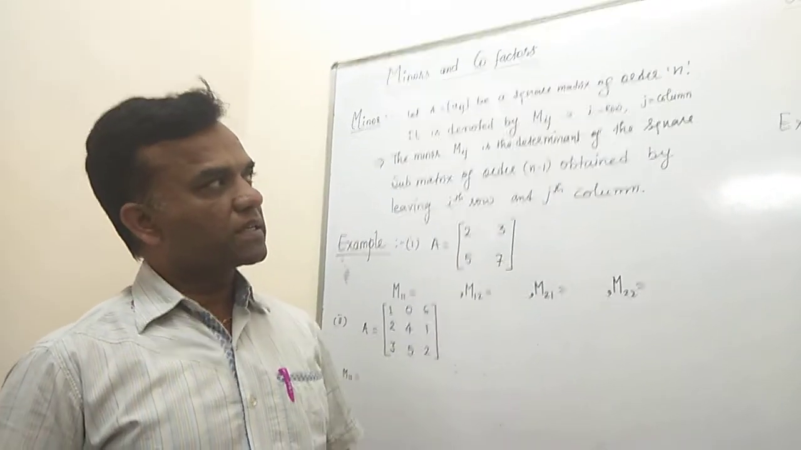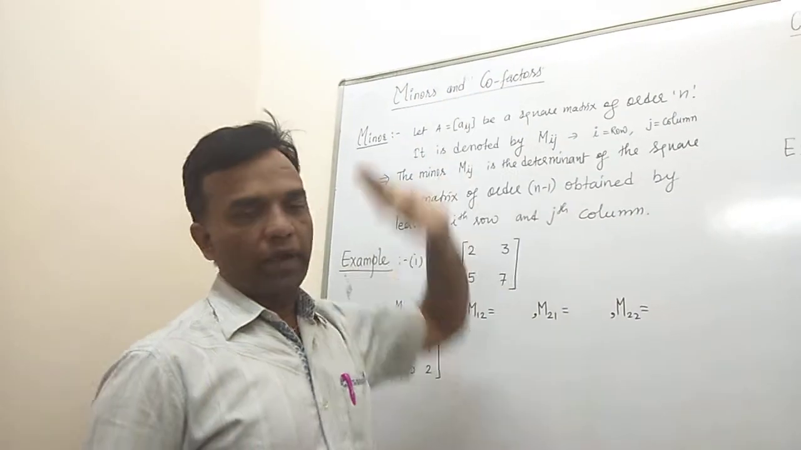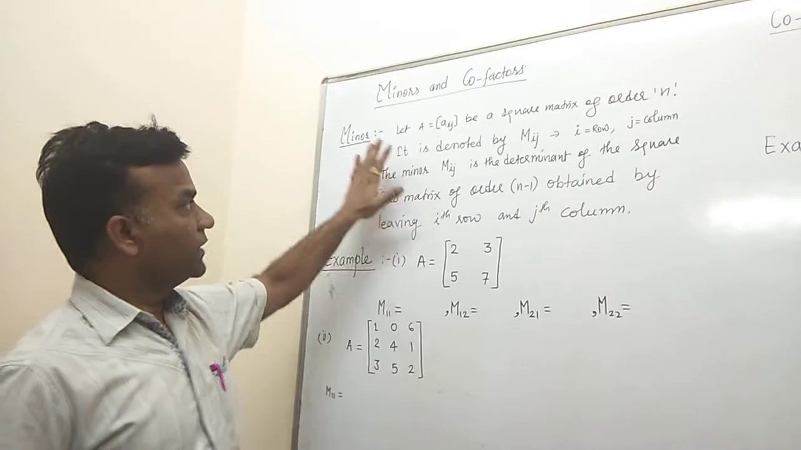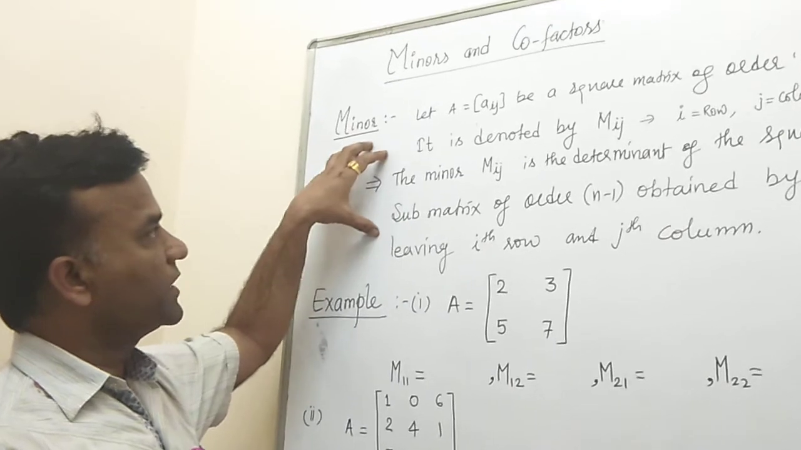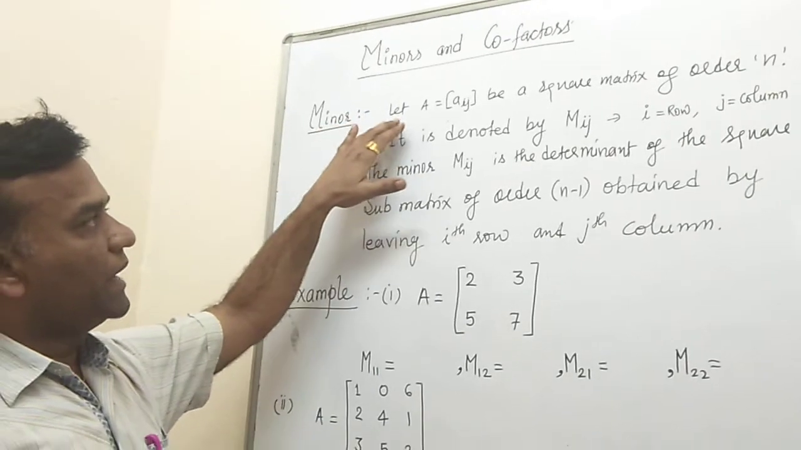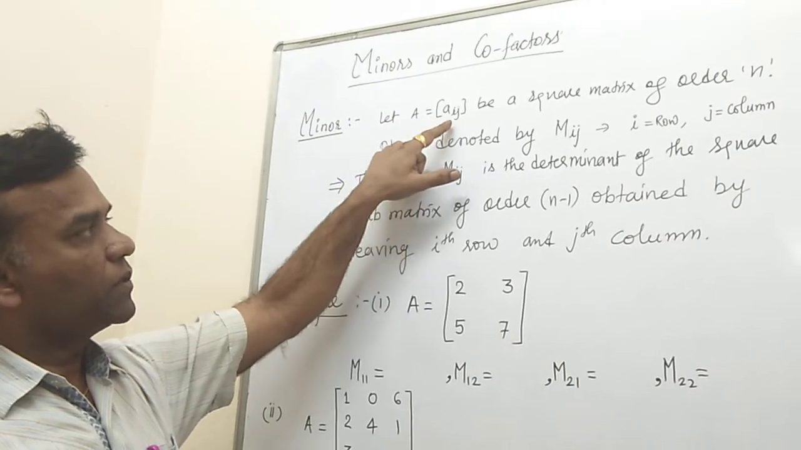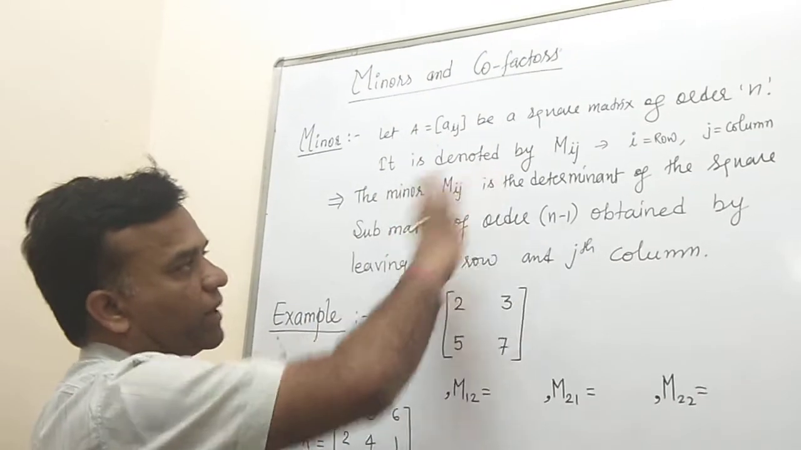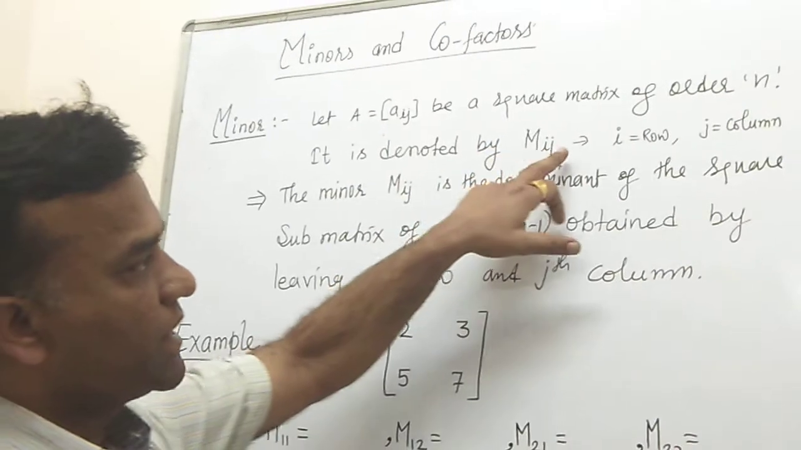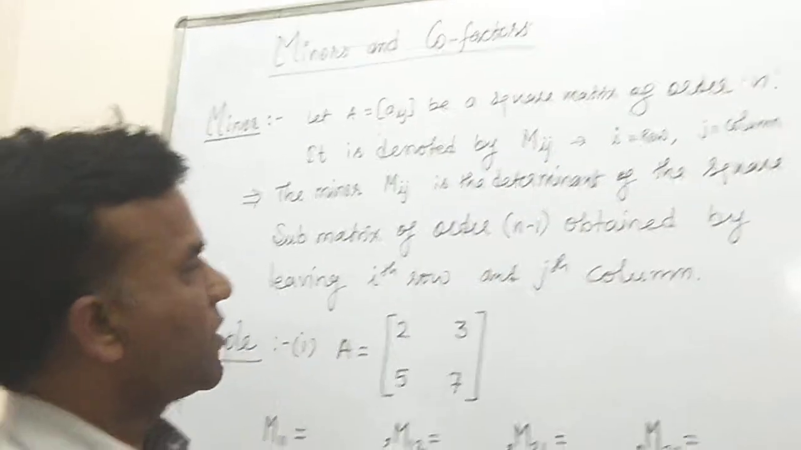So first we discuss minors and cofactors. Here we define what we mean by the minor and what we mean by the cofactor. The definition of minors: let A equal to [aij] be a square matrix of order n, and the minor is denoted by Mij. I means row and J means column.